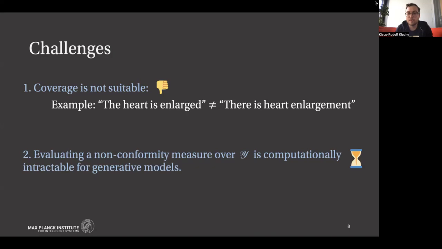The second challenge is that conformal prediction would require evaluating a nonconformity measure over the entire output space of the generative model, for instance, all possible token sequences of a fixed length. And I think it's needless to say that this is computationally intractable.